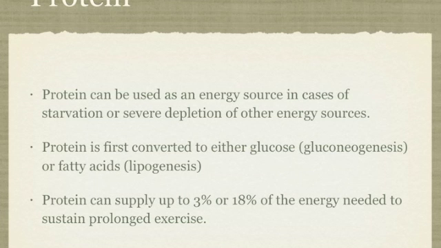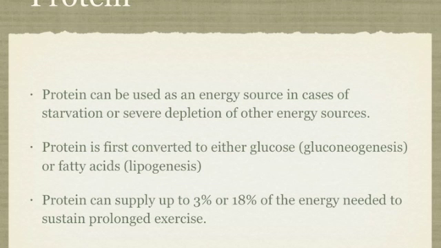And protein is not a primary source for energy. Protein we need to synthesize actin and myosin for the muscle, for the contractile elements, but the energy to fuel muscular contraction comes primarily from carbohydrates and fats. Protein can be converted into glucose, which we call gluconeogenesis, or it can be converted into fatty acids, which is lipogenesis. And so we can use protein as either glucose or fatty acids in a process where it's broken down to produce ATP.